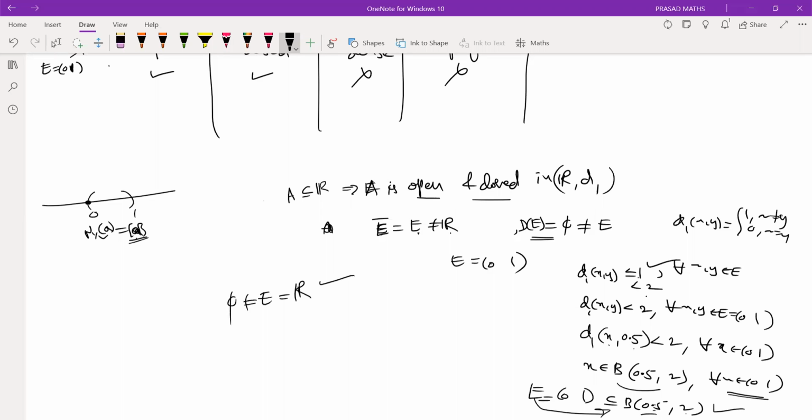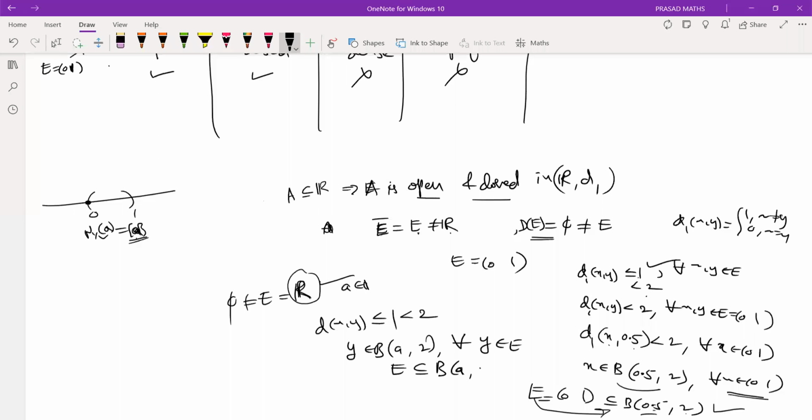Any non-empty subset, this is always less than or equal to what? 1. And 1 is less than 2. Therefore, this is contained in some ball centered at A with radius 2 for every y belonging to E. Therefore, any set is contained in a ball centered at A with radius 2, because you know that R is an uncountable set, so we can pick at least one member in R. Therefore, with this R, this is true.